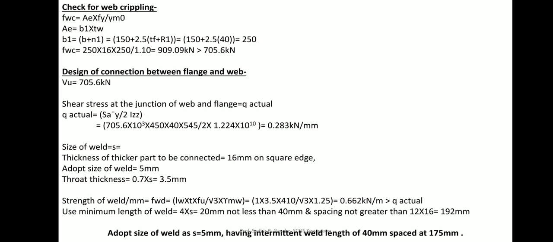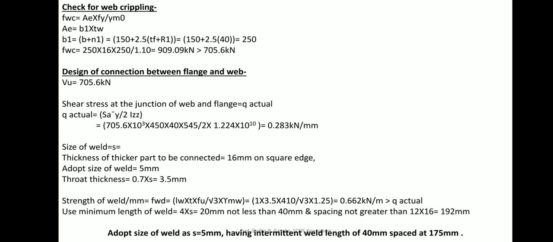So our welding should have strength greater than 0.283. If the adopted welding has strength greater than this value, then it will be safe. So for example, we will adopt a size of welding. The size of welding depends upon the thickness of the thicker part to be connected, and we have a 16 mm square edge. Therefore we will adopt the size as 5 mm. So throat thickness will be 0.7 times 5 mm, that is equal to 3.5 mm.